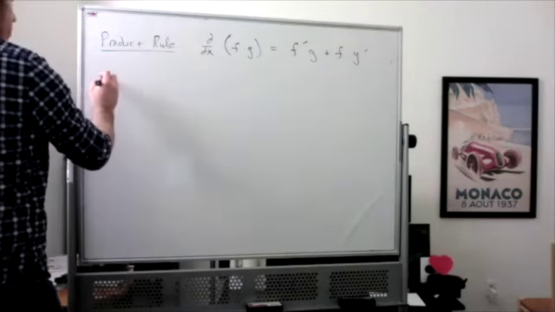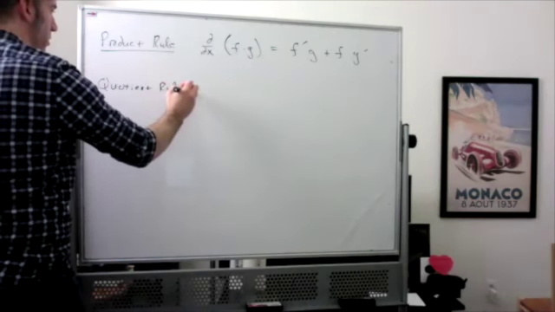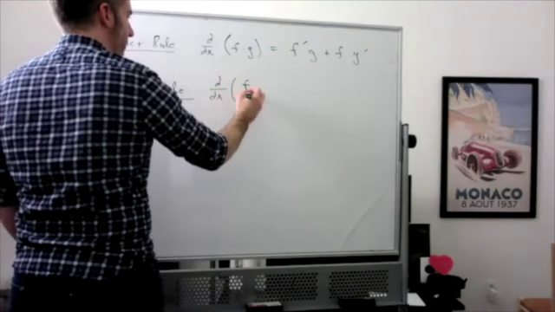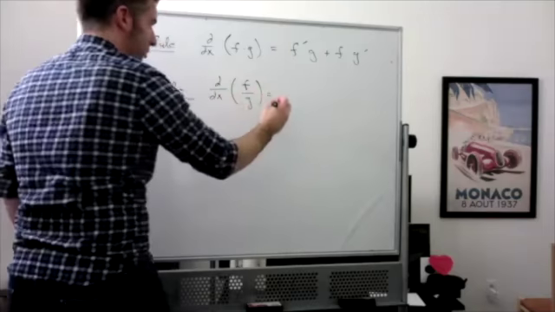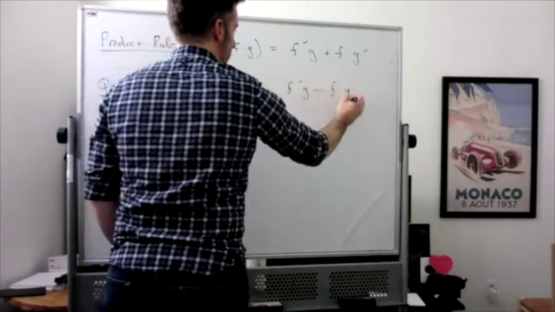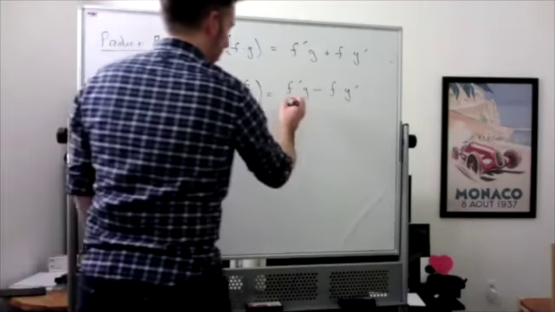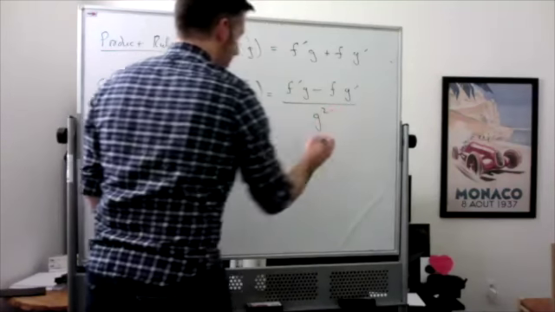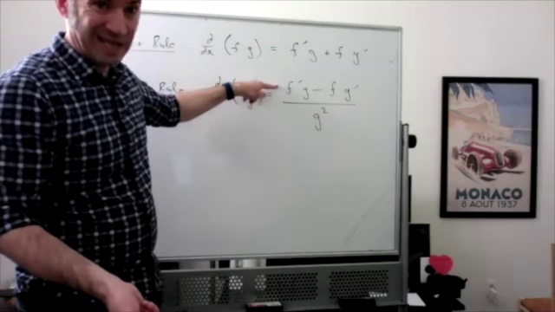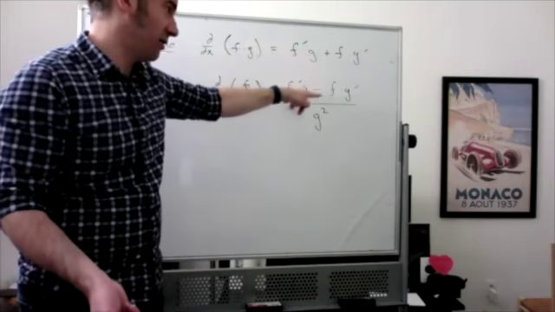And then the quotient rule, we have the following. The derivative of f divided by g is equal to f prime times g minus f times g prime, divided by g squared. Notice for the quotient rule, the numerator part looks a lot like the product rule. The only difference being that instead of addition, you have subtraction.